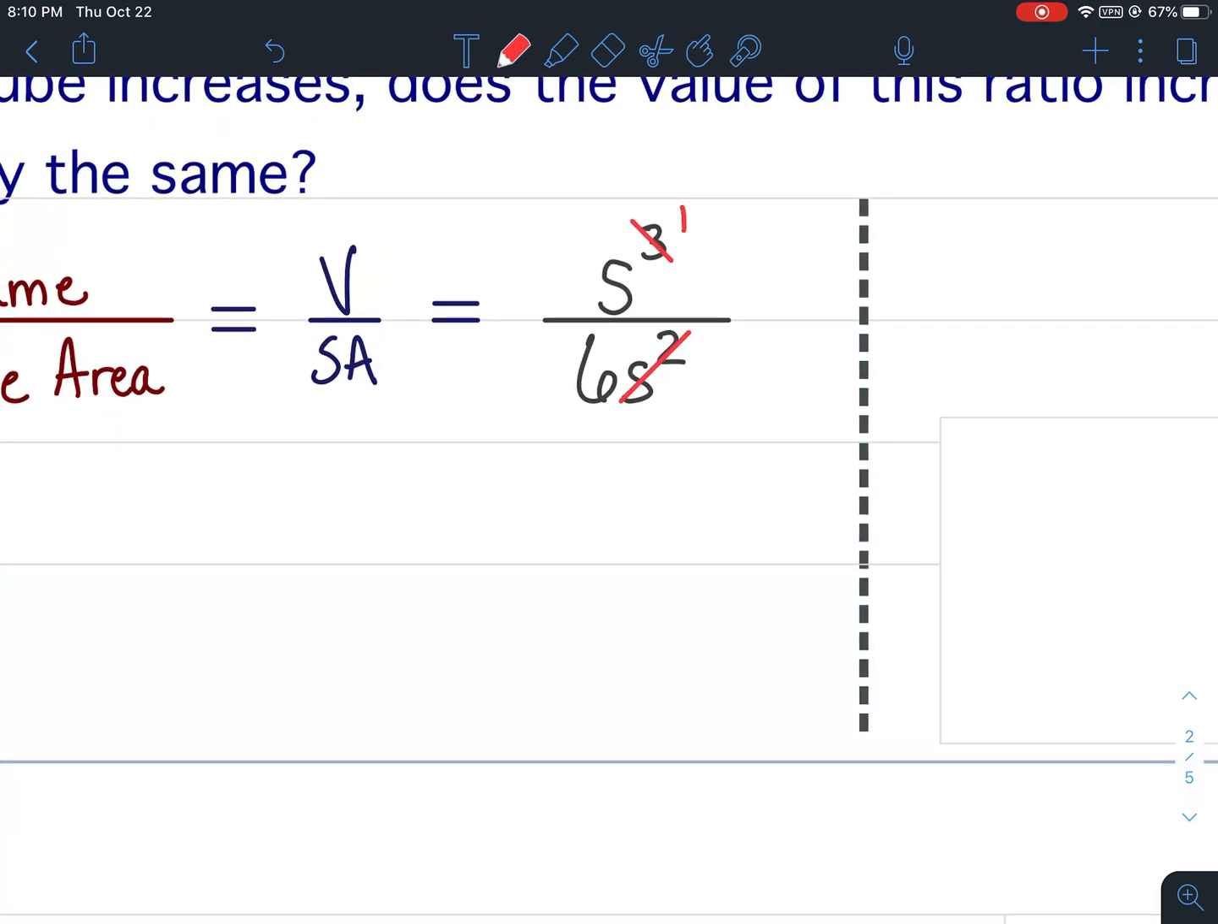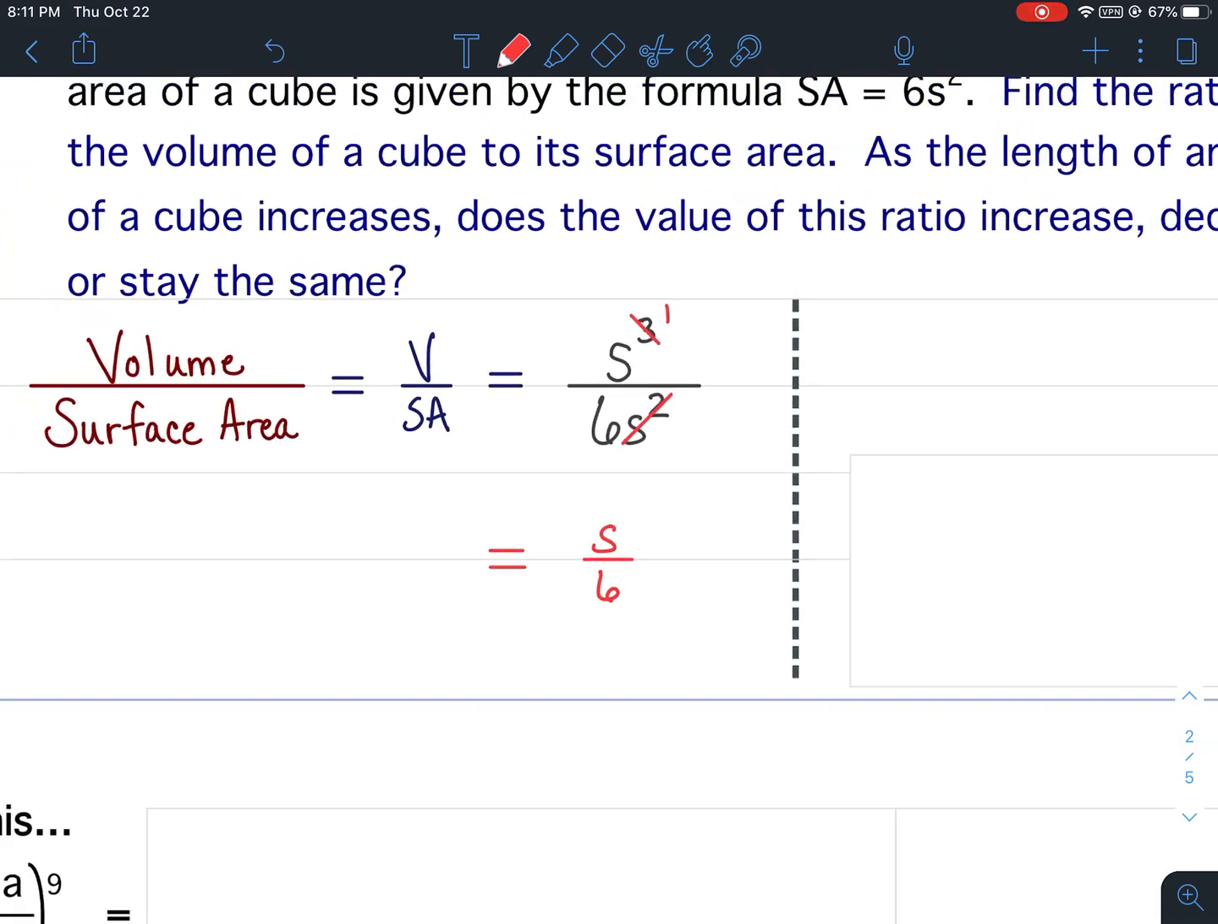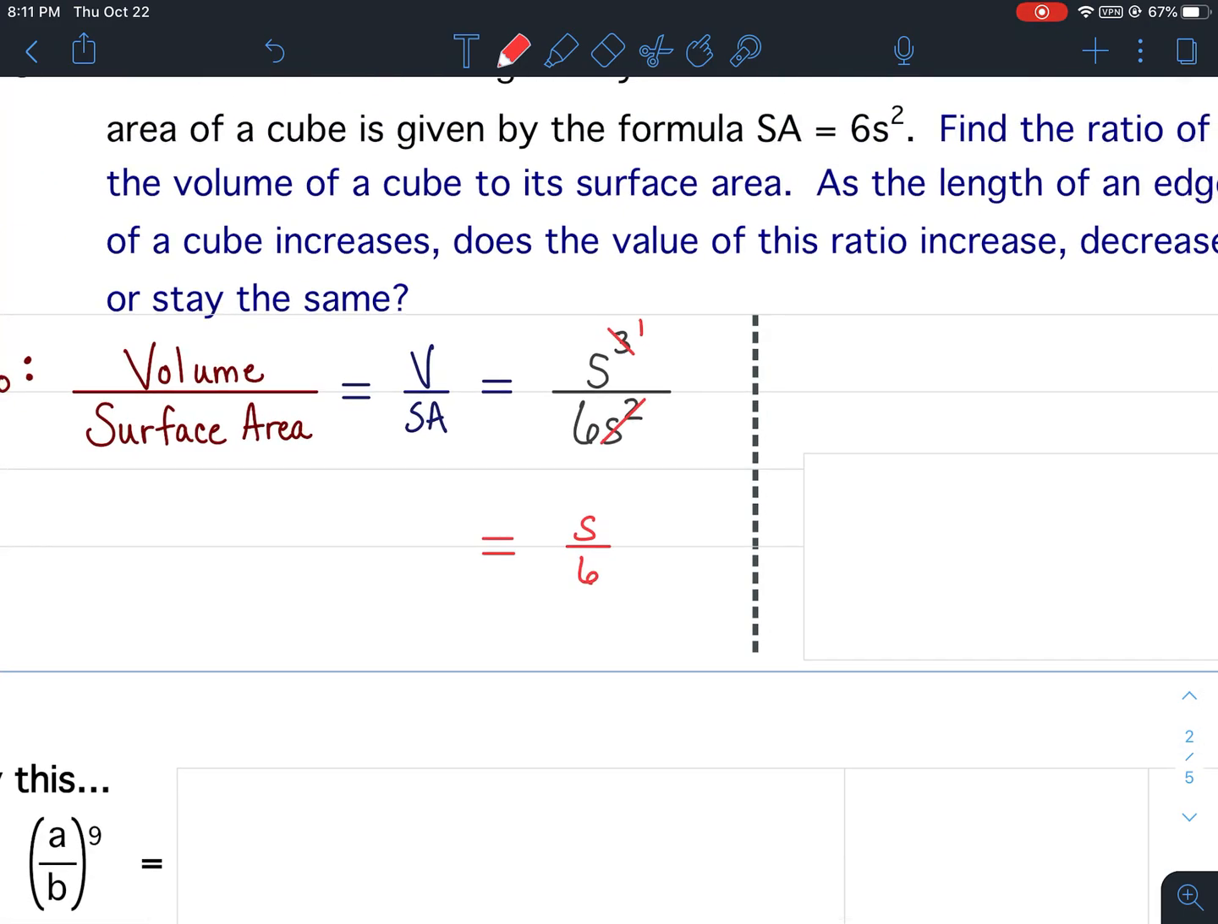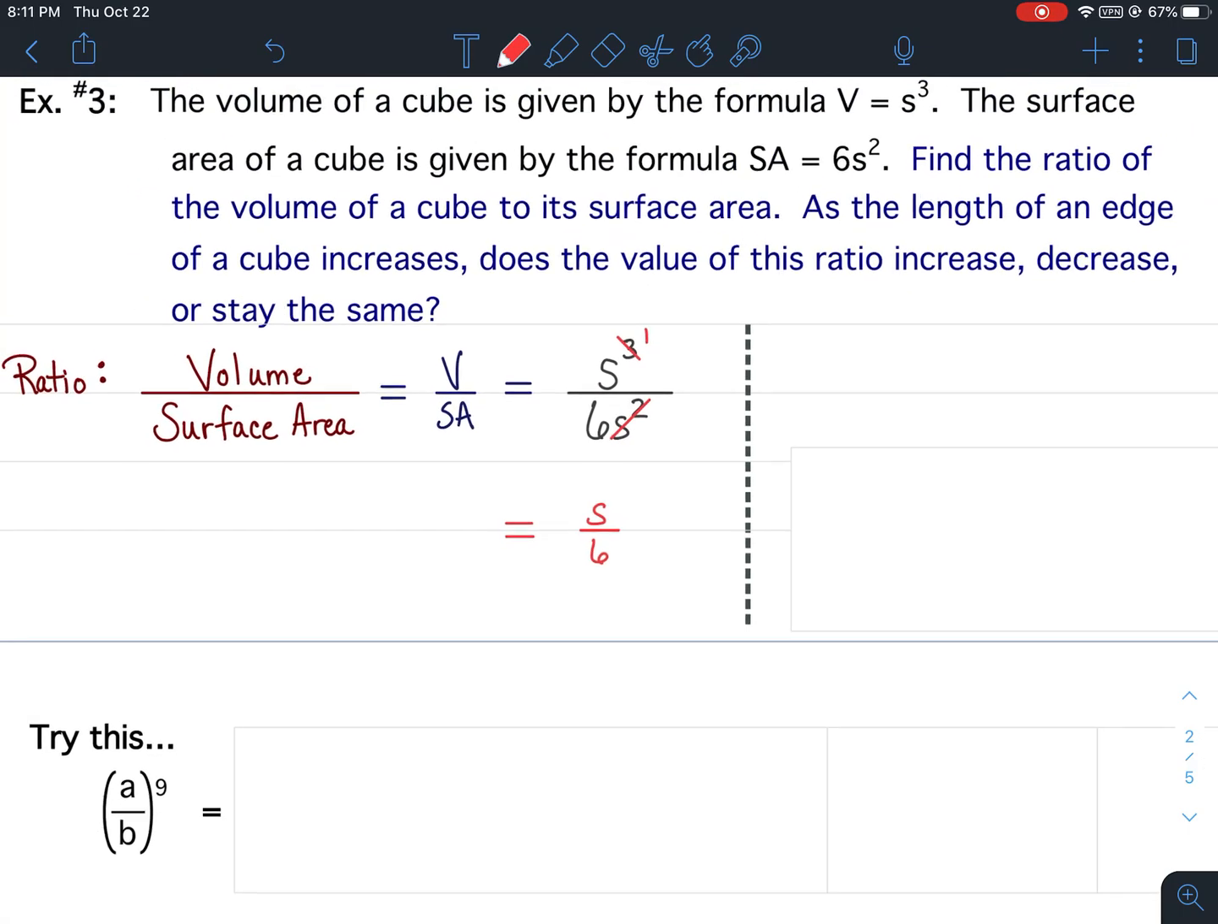So volume to surface area would equal S over 6. So side length over 6. There we go. I'm trying to make it not look like a 5. So side length divided by 6 would be your ratio of volume to surface area. Well, that's the first part of this question.